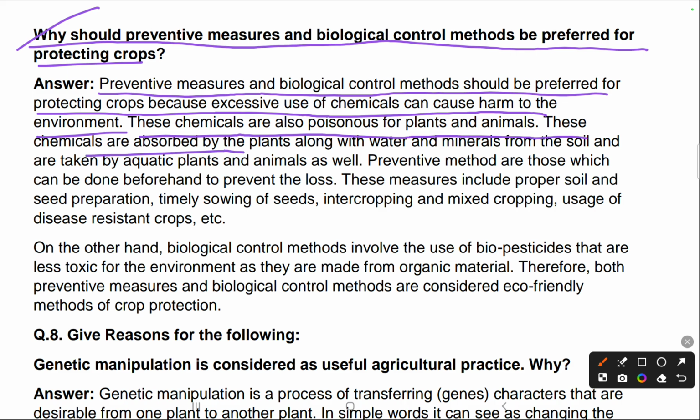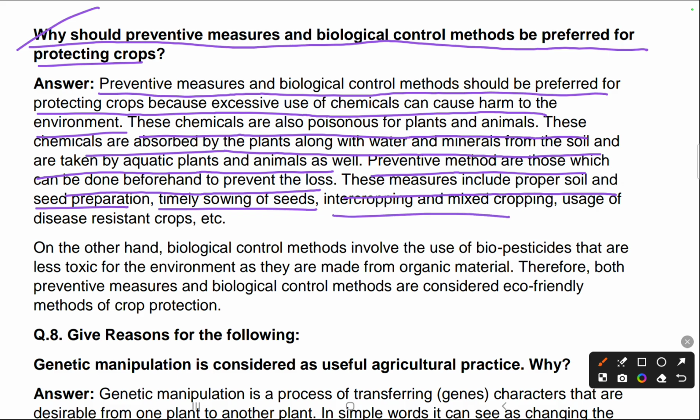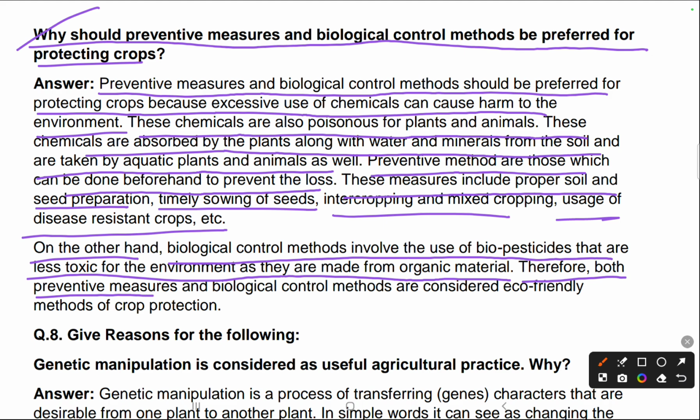These chemicals are absorbed by the plants along with their water and minerals from the soil and are taken in by aquatic plants and animals as well. Preventive methods are those which can be done beforehand to prevent the loss. These measures include proper soil and seed preparation, timely sowing of seeds, intercropping and mixed cropping, usage of disease resistant crops, etc. On the other hand, biological control methods involve the use of biopesticides that are less toxic for the environment as they are made up of organic material. Therefore, both preventive measures and biological control are considered eco-friendly methods for crop protection.